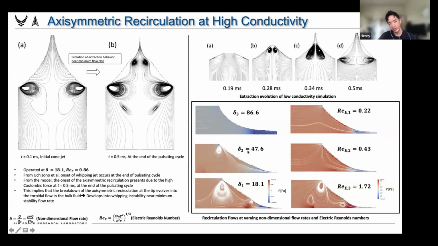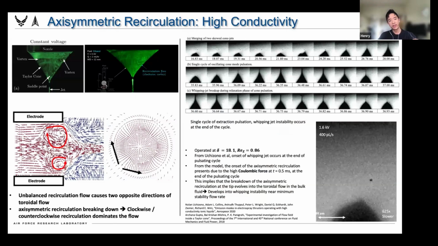Also, when you decrease the non-dimensional flow rate, and increase the electric Reynolds number, for example, if you increase the conductivity or increase the voltage, then you get several other recirculation cells within the meniscus. And from the other journal articles, this is the ethanol result, where the recirculation flow has an unbalance, even in the ethanol results.